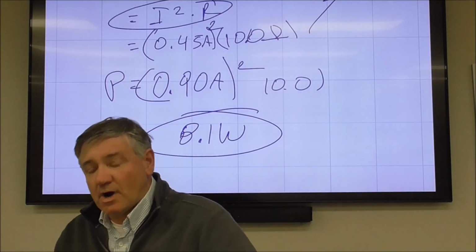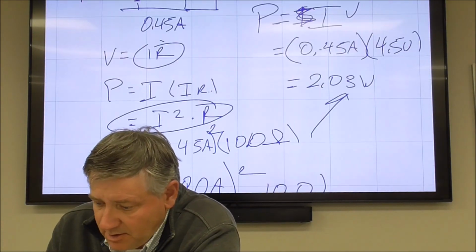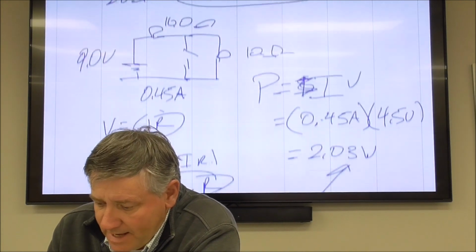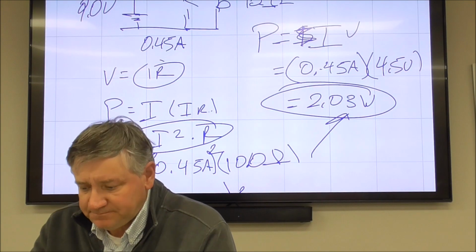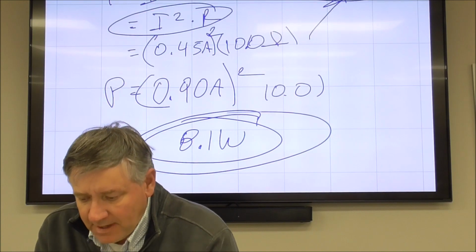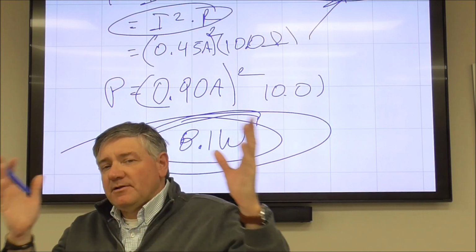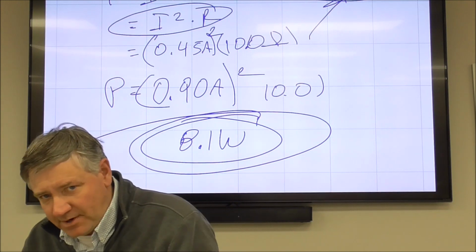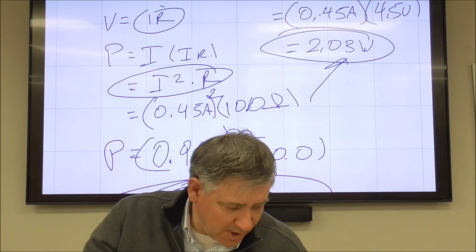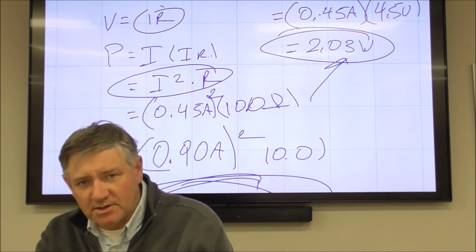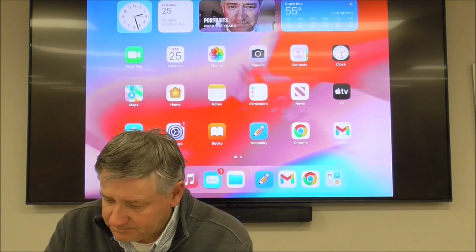Look what happened to the wattage. Wattage is an indication of brightness. So when I had two bulbs, each one was 2.03 watts. One bulb by itself, that wattage goes up to 8.1. That bulb is now bright. So keep this in mind when you work problem number 6 out of the book. You're going to close that switch.